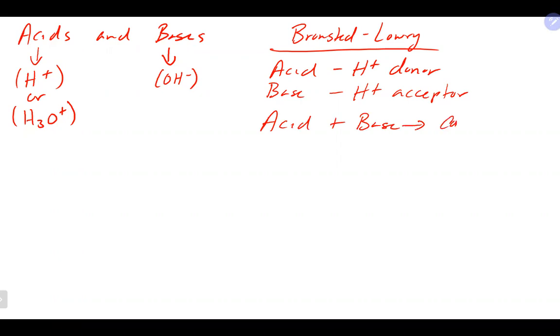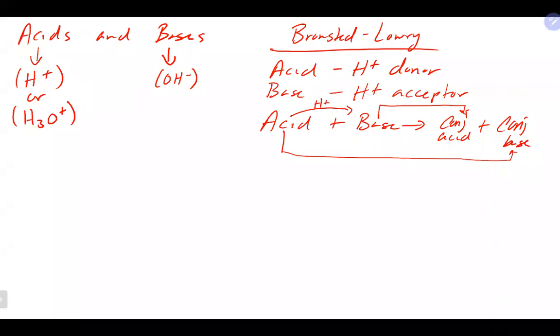It creates a conjugate acid and a conjugate base on the other side, where the acid is related to the conjugate base and the base is related to the conjugate acid. Remember that the difference is only one H plus. It is the H plus that's being donated from the acid to the base. If you were asked, are they pairs or are they not pairs? The conjugate base would have one less H plus than the acid, and the conjugate acid would have one more H plus than the base.